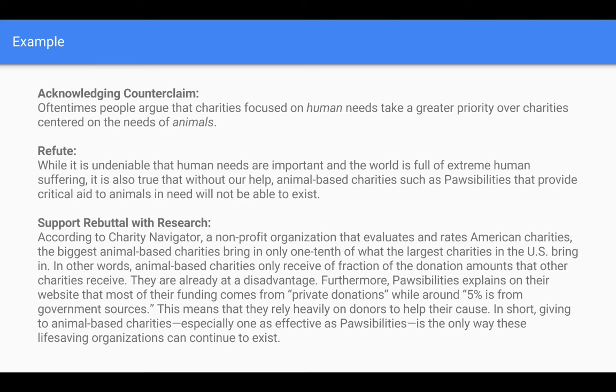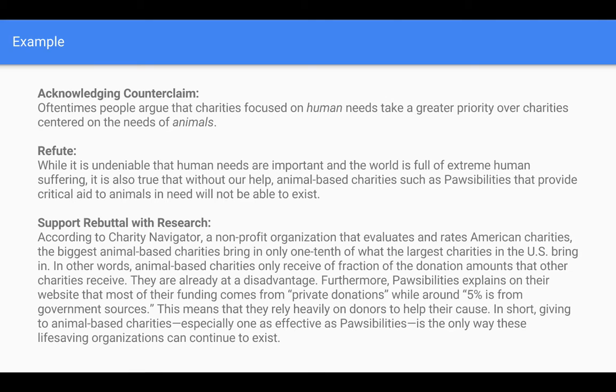Okay? Now, here's where the research comes in. I've just claimed that animal-based charities won't be able to exist without donations. I need to now prove that with research. So here's me supporting my rebuttal with research, the last part of this slide.